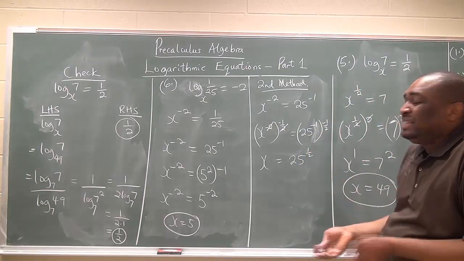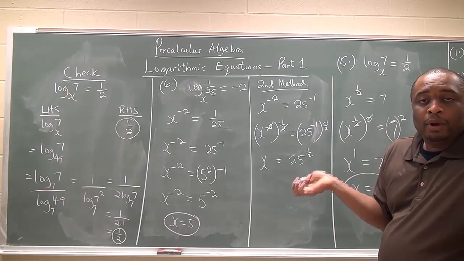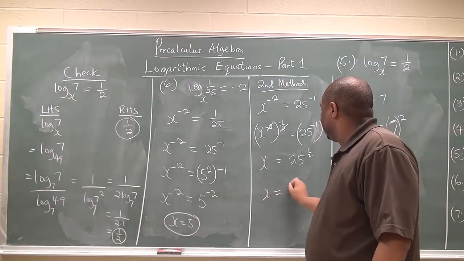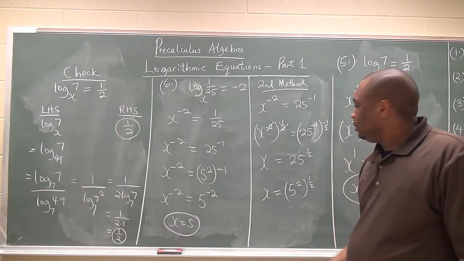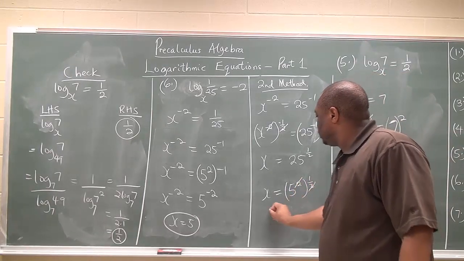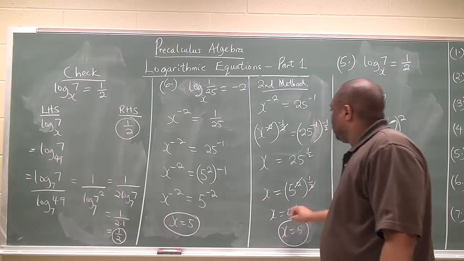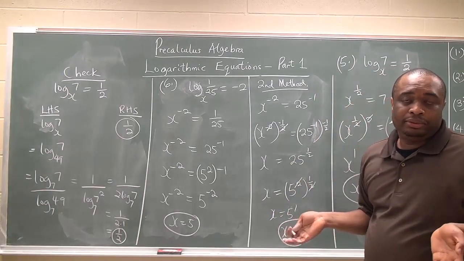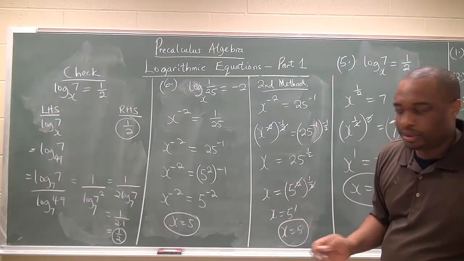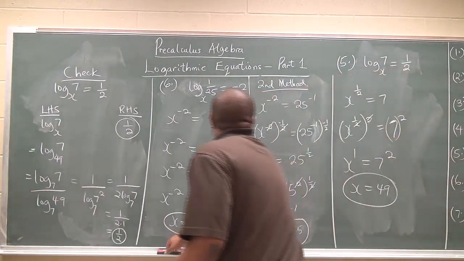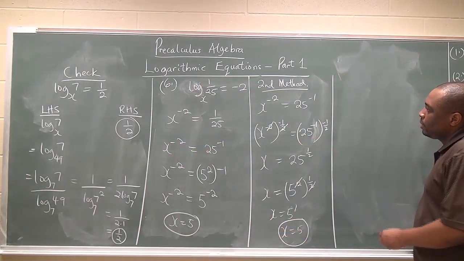So here you can still do it two ways. You can either say that x is the square root of 25, or you can simply say that x is 5 squared to the power half. So 2 divided by 2 is 1. So x is 5 to the power 1, and x is 5. So whichever way you want to do it, you will still get the same answer. Okay, now the next thing we have to do is to do what? Check our work.